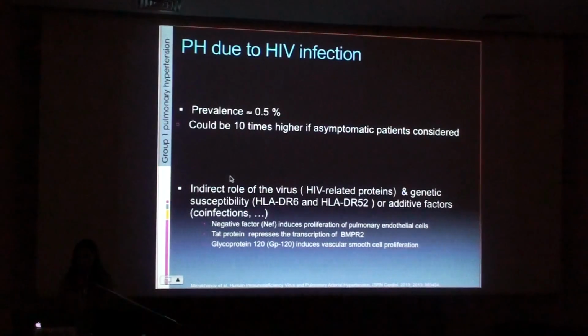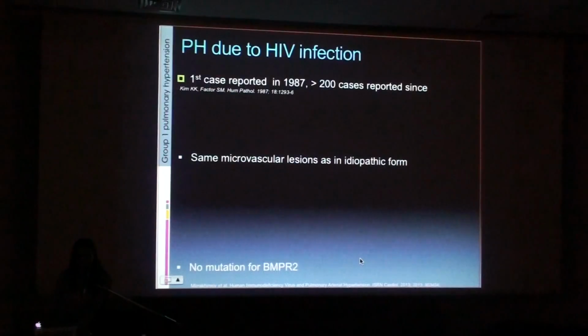We don't know exactly the mechanism of the HIV and why patients develop a PH, but we know that there is an indirect role of the virus and probably genetic susceptibility or additive factors. For example, the HIV Nef factor induces proliferation of pulmonary endothelial cells. That protein represses the transcription of BMPR2, and the HIV glycoprotein 120 induces vascular smooth muscle cell proliferation. But there is no mutation of BMPR2.